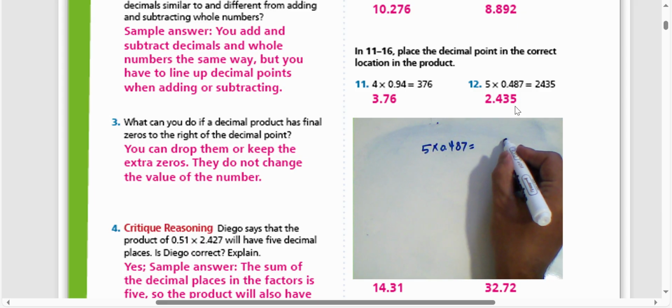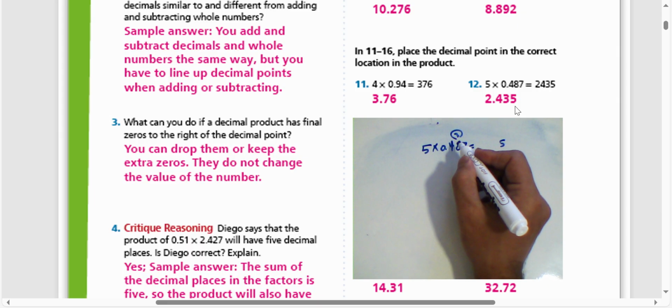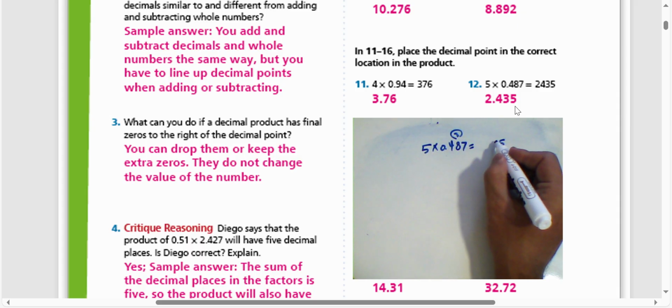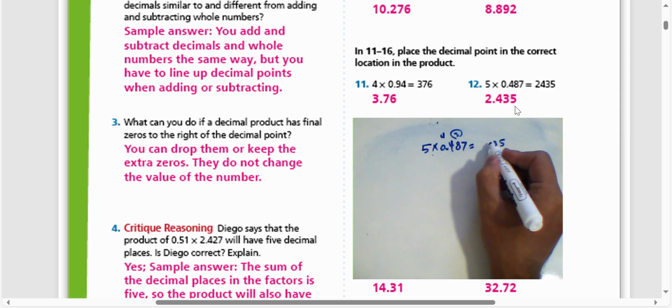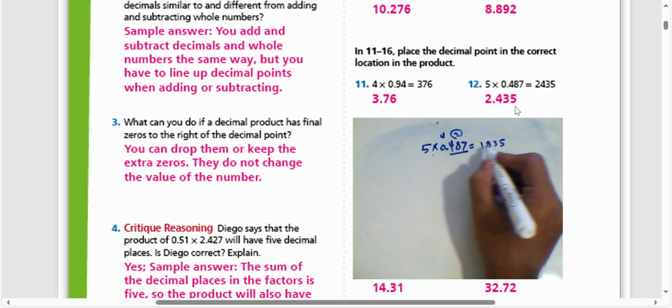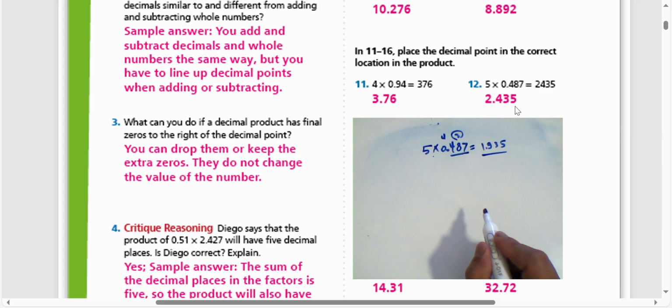5 times 7 is 35, write 5 and carry up 3. 5 times 8 is 40, 40 plus 3 is 43, write 3 and carry up 4. 4 times 5 is 20, 20 plus 4 equals 24, and the point after three places. The result will be 2.435.